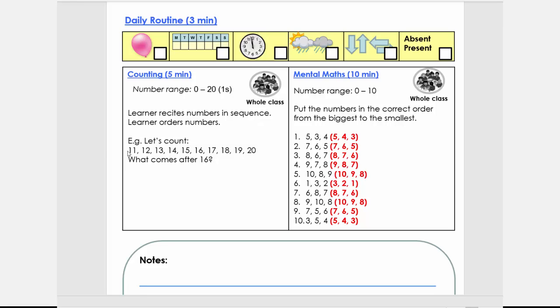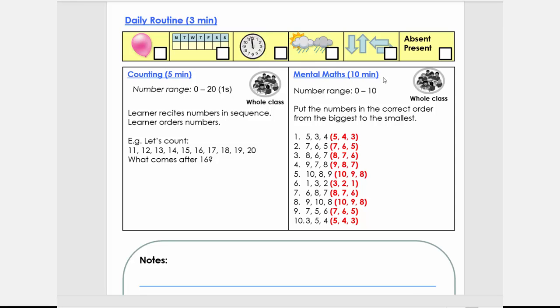Then what we're going to do is the counting rhyme. We're going to count forwards and backwards between 11 to 20. And then you're going to ask questions such as what comes after 16, what comes before 17, what number or numbers are between 14 and 18. So I want you to pause and ask questions like this.